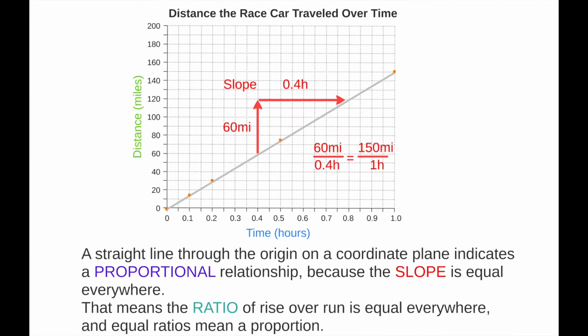And it turns out that a straight line through the origin on a coordinate plane indicates a proportional relationship because the slope is equal everywhere. The slope being equal means that the ratio of rise over run is equal everywhere. And you know that equal ratios means a proportion. That's why we call it a proportional relationship.